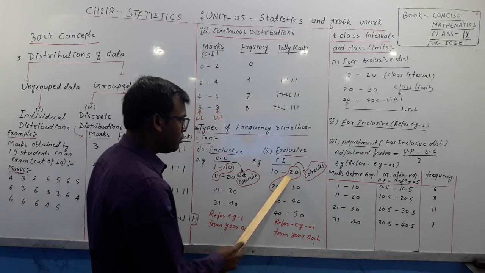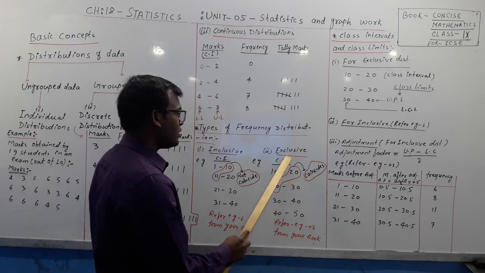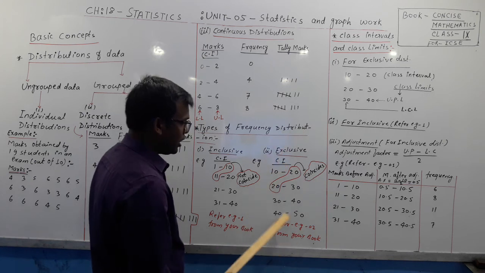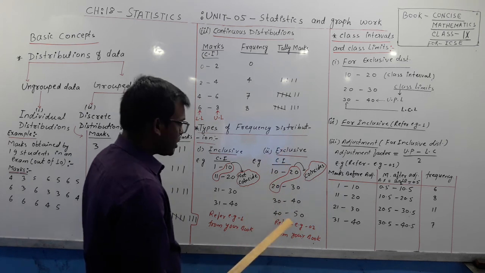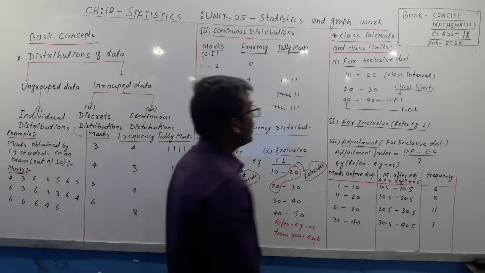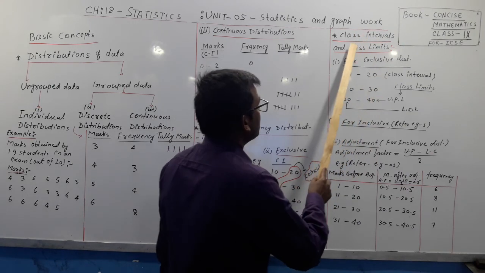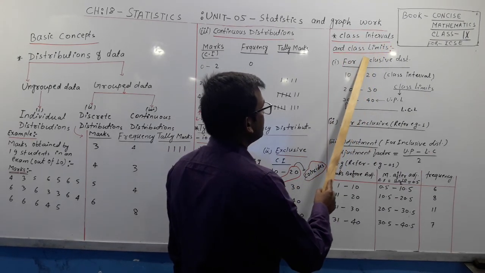That means these two will coincide. That's why this is called the exclusive distribution. For more study, refer to example number 2 from your book. Okay, and now the next topic is class interval and class limit.